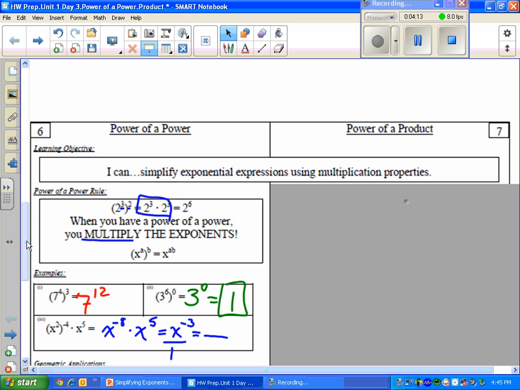We can't leave that negative 3 there, so it's going to ride down to the bottom floor. When it does, it leaves its exponent. So we end up with 1 over x to the 3rd. As of right now, that's probably the hardest problem I can come up with for you.